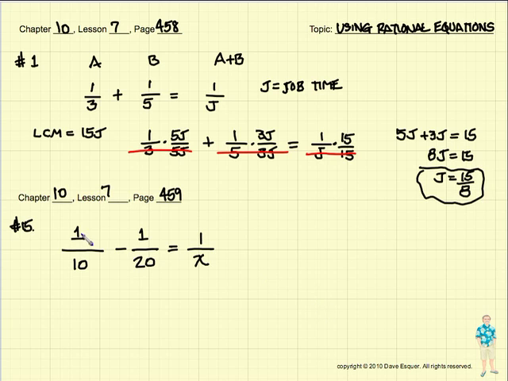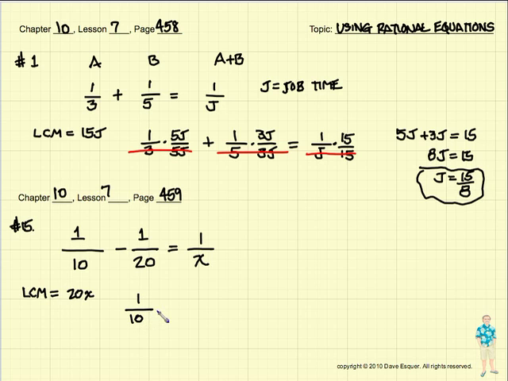There's our equation. To fill the job, it takes 10 hours. To empty the pool, it takes 20 hours. How long will it be to fill up the pool if it's already empty? So let's see. An LCM looks like it's going to be equal to 20x.